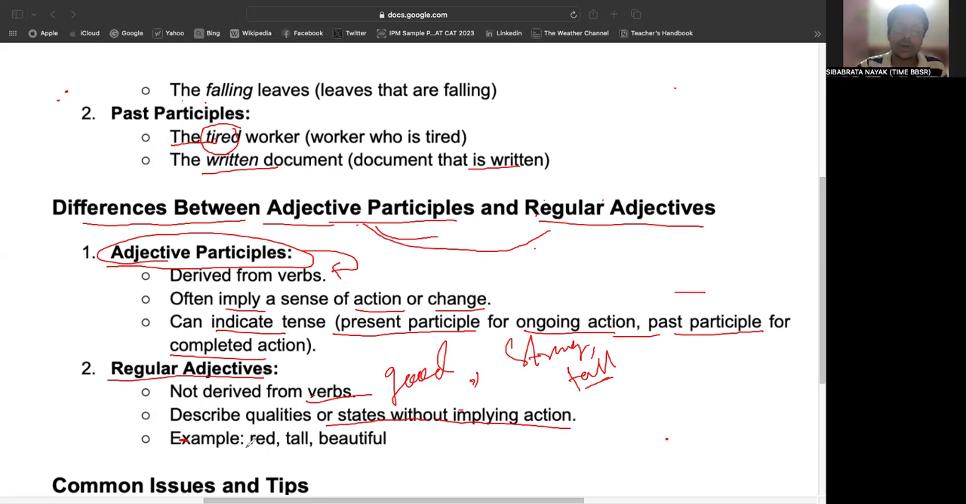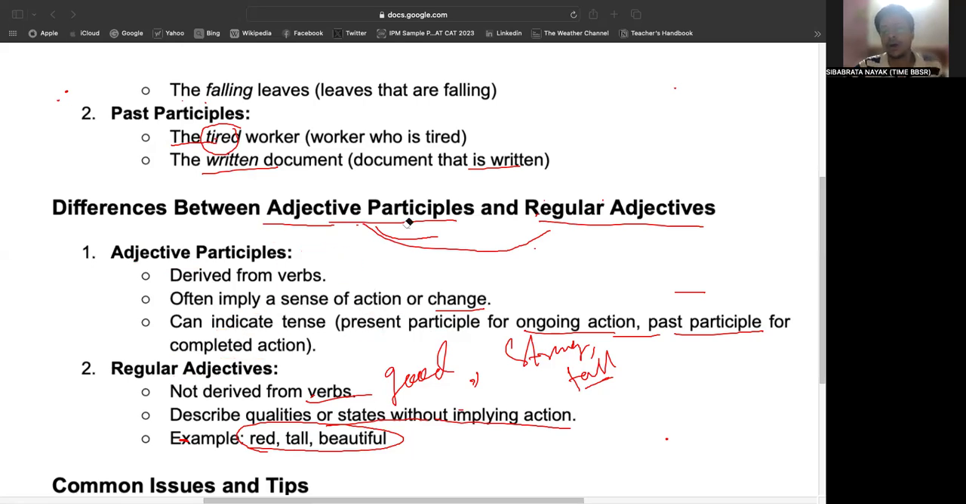Let's talk about some examples presented here. Red, tall, and beautiful. These are adjectives. They don't belong to verbs. But if I talk about adjective participles, the present participle or past participle, they are derived from the verb.